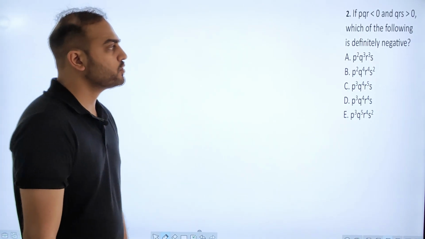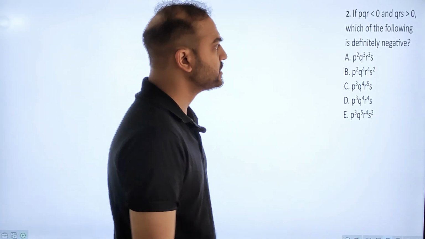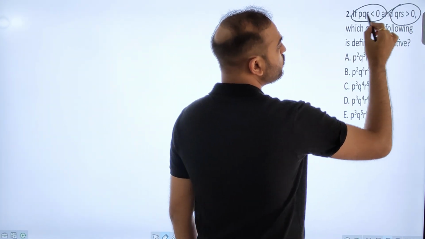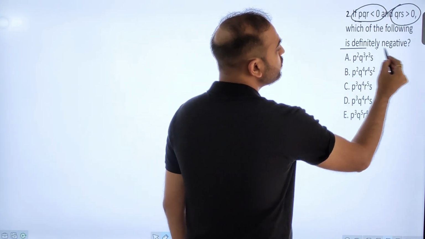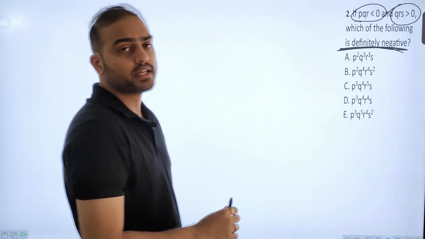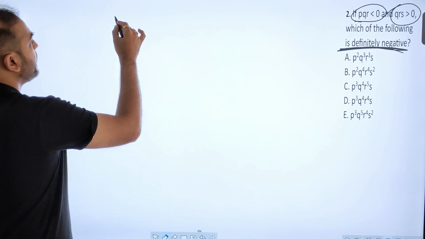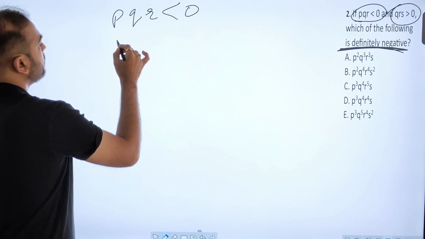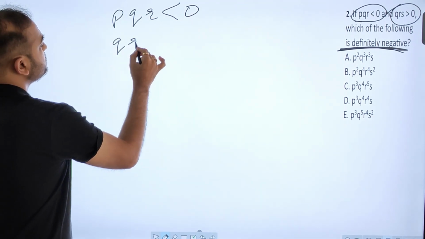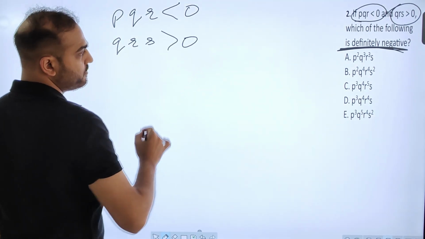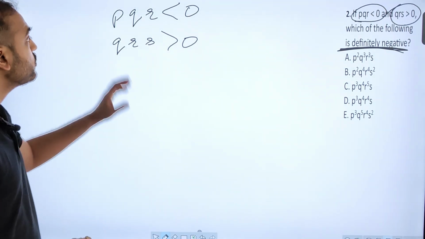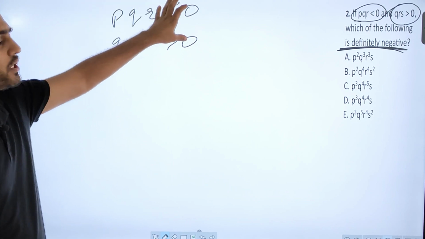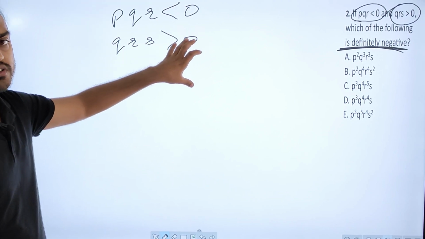Alright, moving on to the next one. This is a slightly different question. We know PQR is negative, we know QRS is positive, and we want to know which one is definitely negative. If I just write it down here, P times Q times R is negative, Q times R times S is positive. That is all I know. I don't know the individual signs of P, Q, R or S, but I just know that the product of PQR is negative and the product of QRS is positive.